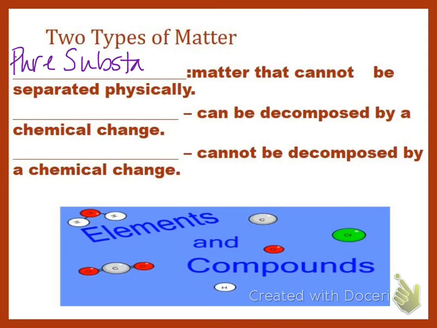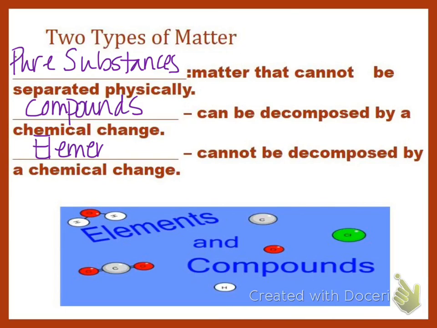And then within the pure substances, there are 2 types. There's the type that can be decomposed by chemical means, such as compounds. So in other words, if I had water, which is H2O, and I ran an electric current through it, I could break it down into oxygen and hydrogen. And then, of course, elements are the simplest form, and they cannot be broken down any further, even by a chemical change.